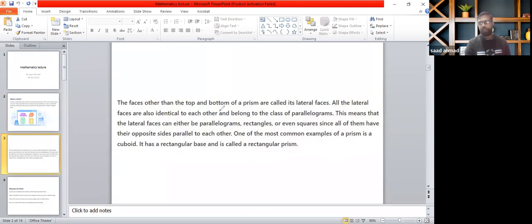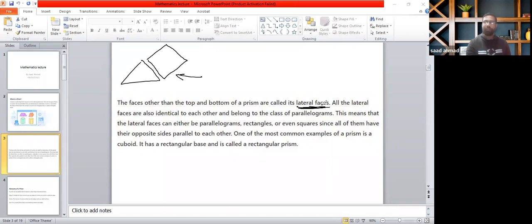The faces other than the top and the bottom of the prism are called lateral faces. Let's say I had a triangle like this, and the sides were like this, and then there was another triangle at the other end. The triangles were the bases because there are two identical bases. But this one is called the lateral face.